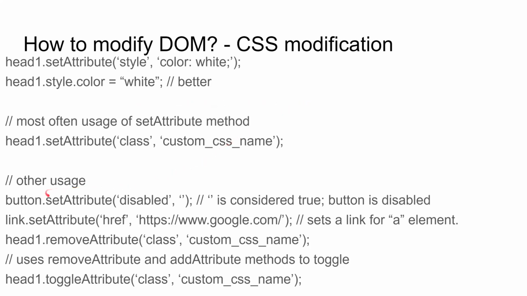And the other usage of this attribute is for buttons: you can type in disabled and leave it blank, and that is considered true, so that disables the button, because empty is true for some reason. And then for links you can use href and then the link. And you can actually remove an attribute literally by using the removeAttribute function, and then you pass in class and then the custom class name. And then there's the toggle attribute, which you can use to toggle: if it's there, remove it; if it's not there, add it. So it would be as if you're using remove if it's there, and add attribute if it's not there, to toggle it.